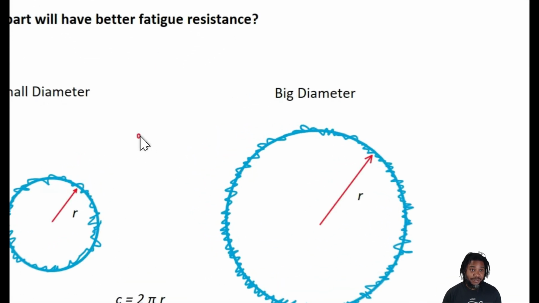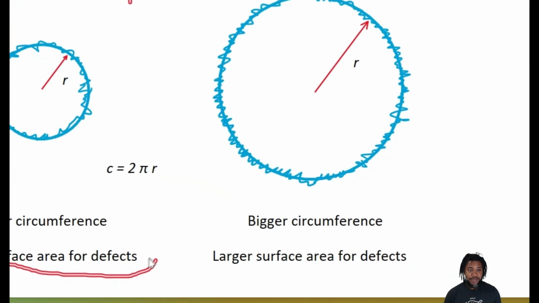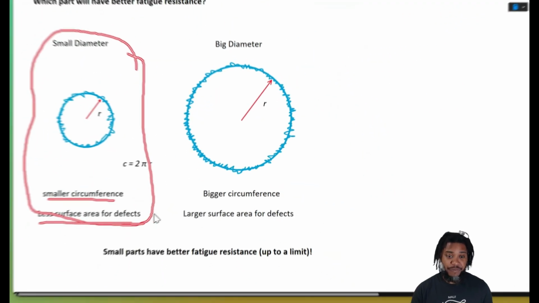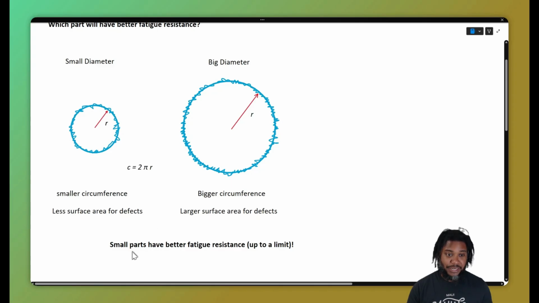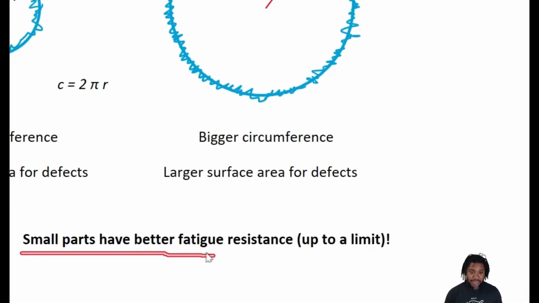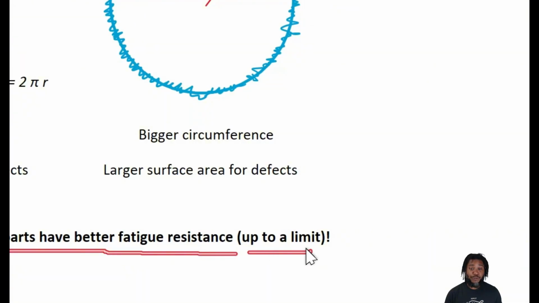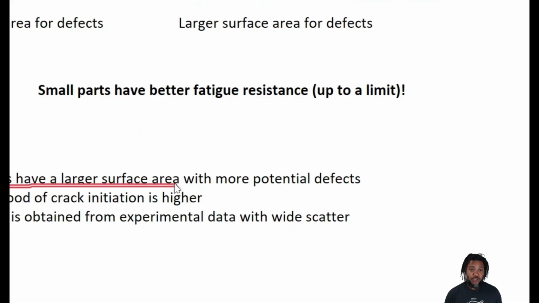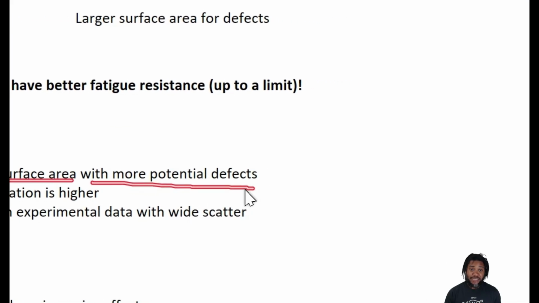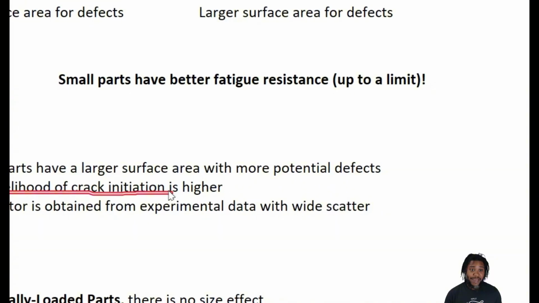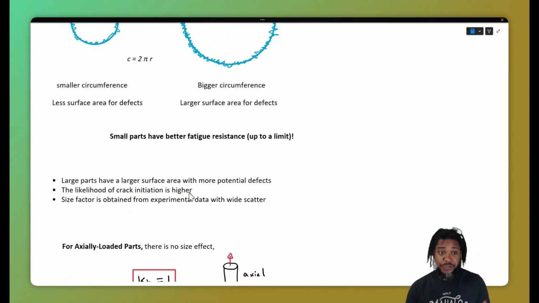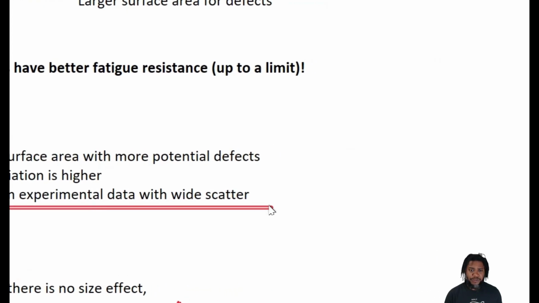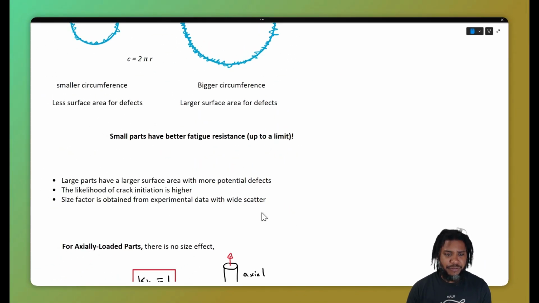If you selected the small diameter part that has a smaller diameter, less circumference, and less surface area for defects, then you have selected the correct answer. Smaller parts have better fatigue resistance up to a limit, right? And why? Because large parts have larger surface areas with more potential sites for defects. And the likelihood of crack initiation becomes higher because there's more defects. The size factor is obtained from experimental data that exhibits a wide amount of scatter.